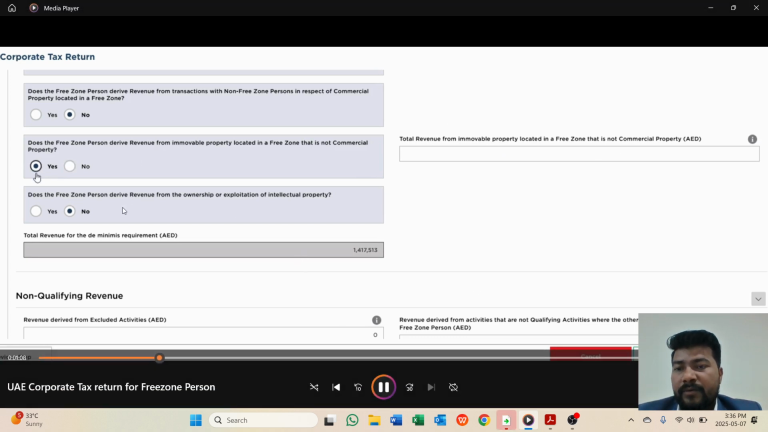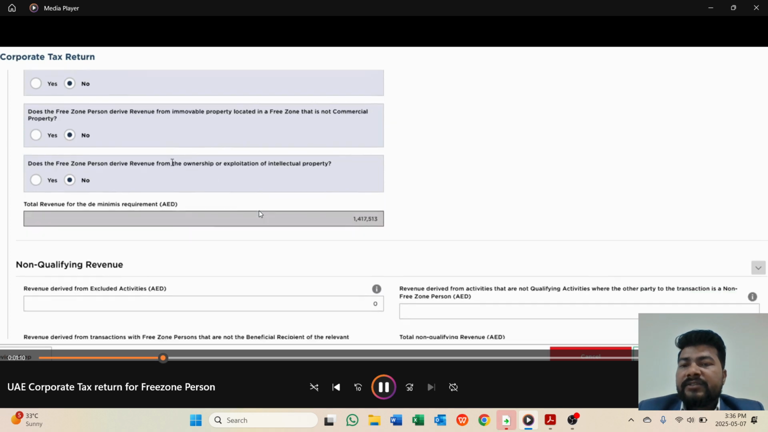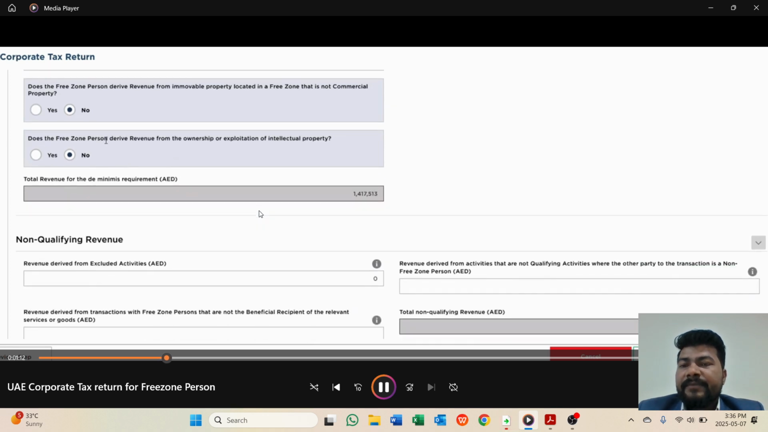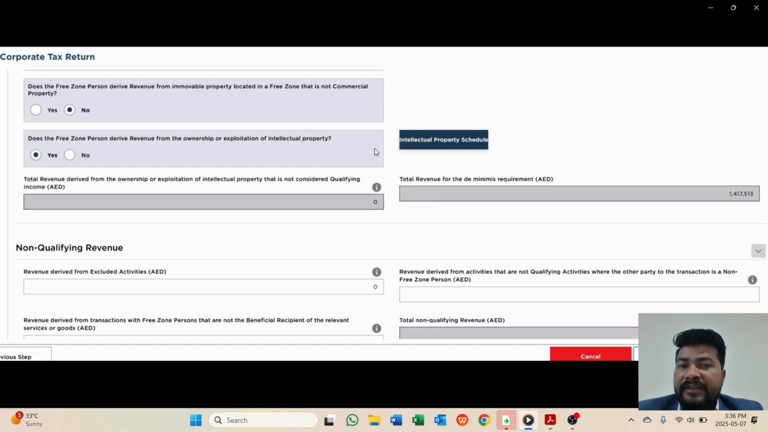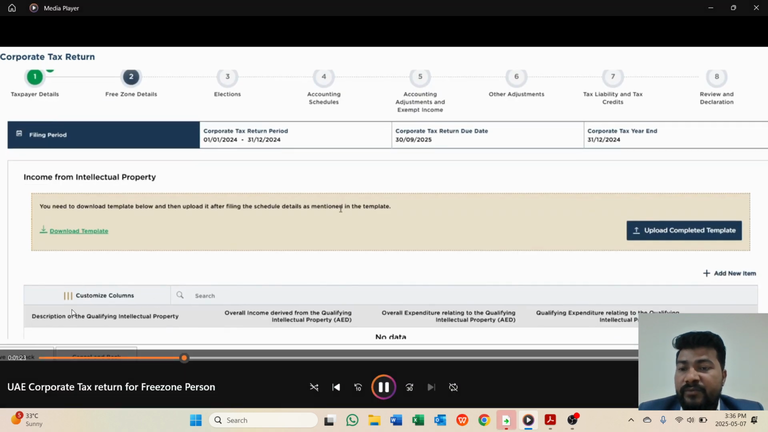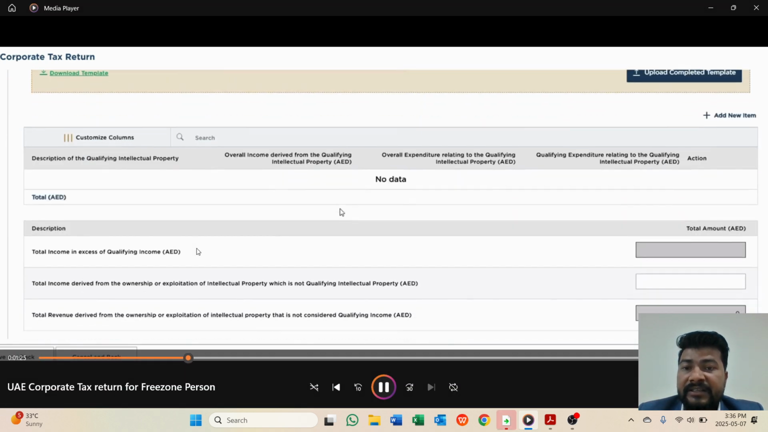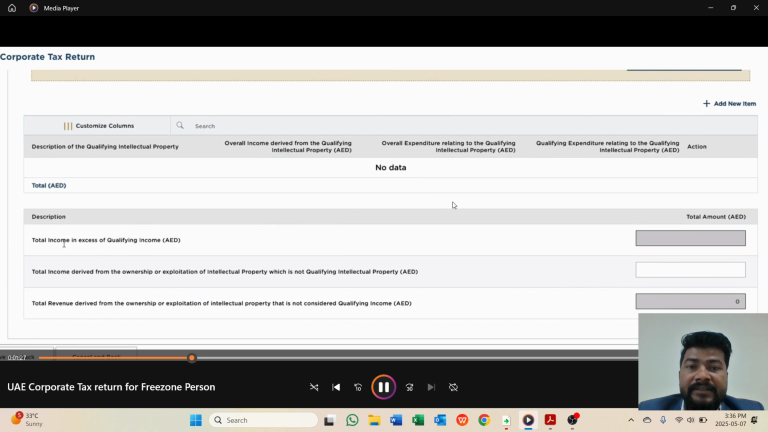And then intellectual property. If you are deriving any income from non-qualifying intellectual property, and you say yes, you will be redirected to the intellectual property schedule, where you need to put the description of the intellectual property, overall income, and then expenditure, qualifying expenditure, everything.